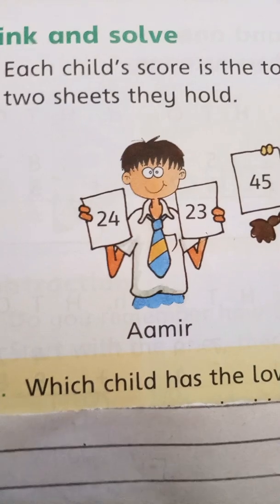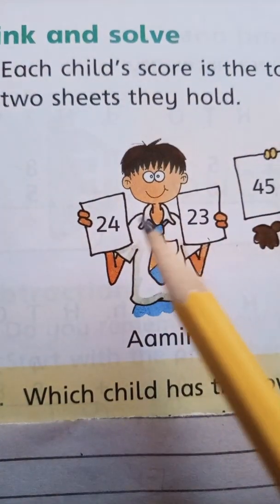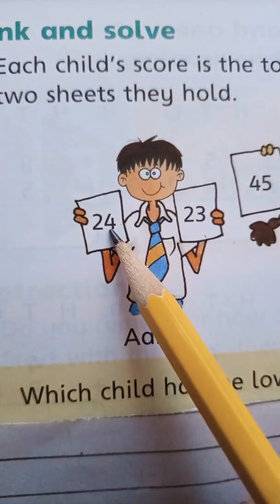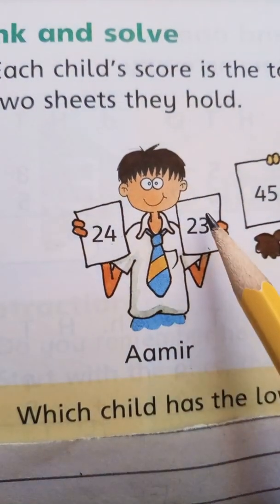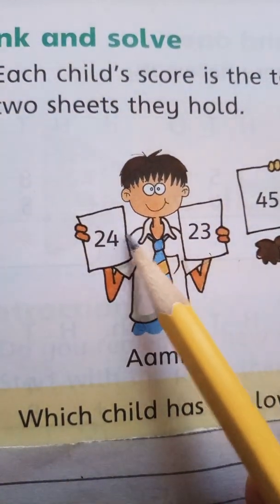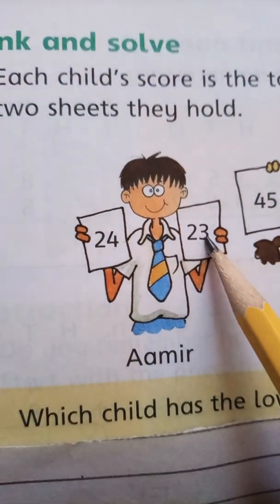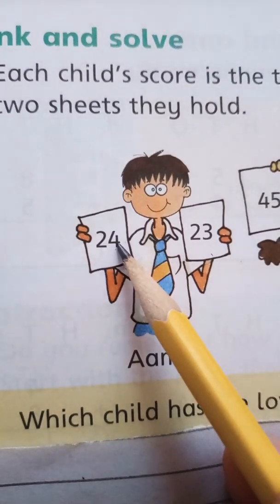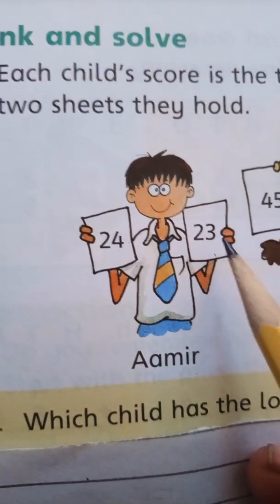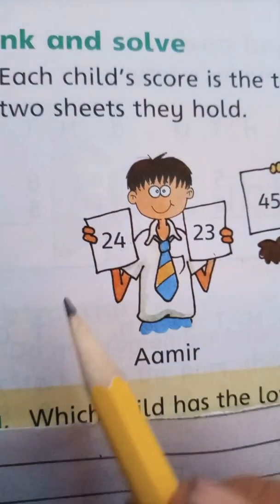Let's start from Amir. For Amir, here he has 24 and here he has 23. So we will add the ones first. Ones, here ones is 3 and here ones is 4. So we will add 4 and 3. Our answer will be 7.